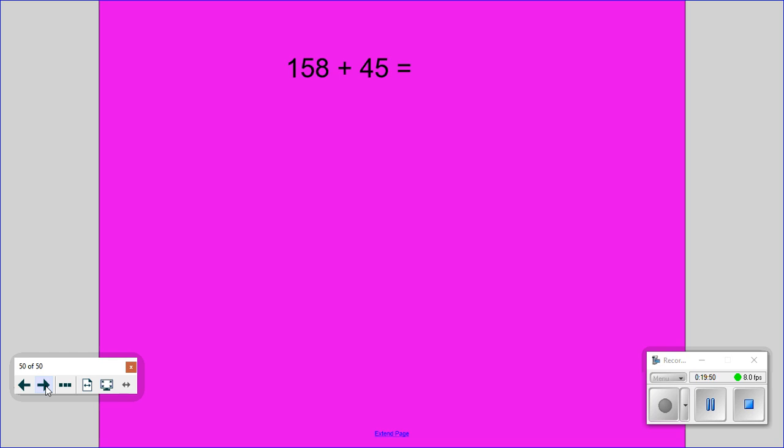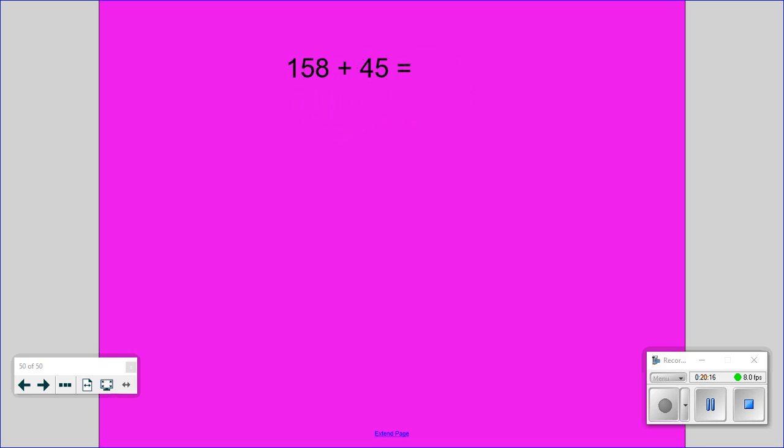I could do expanded form. I could do base 10 pieces. However, if I look at my ones, I have a 5 and an 8. That tells me I'm going to have to make a trade because that's going to be more than 10 ones. Ugh, trading so hard.